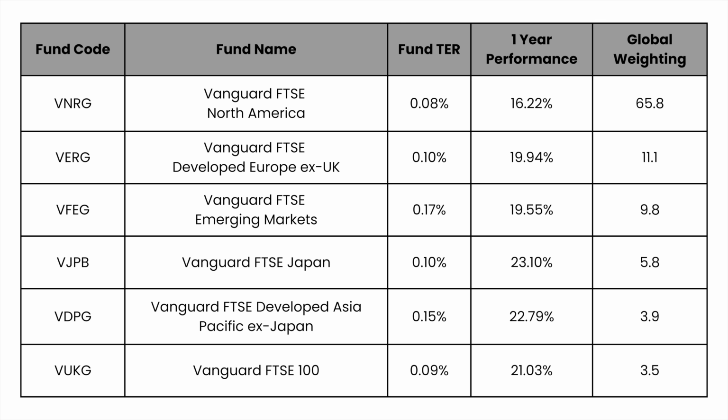One of the more granular ways to do this is to split a global ETF into 6 different regions, and then you can allocate your preferred weighting. The 6 different regions would be North America, developed Europe excluding UK, emerging markets, Japan, developed Asia Pacific excluding Japan, and then the FTSE 100 to cover the UK market. And these global weightings are what they currently make up in a global ETF. So from there, you can then choose your weightings accordingly.